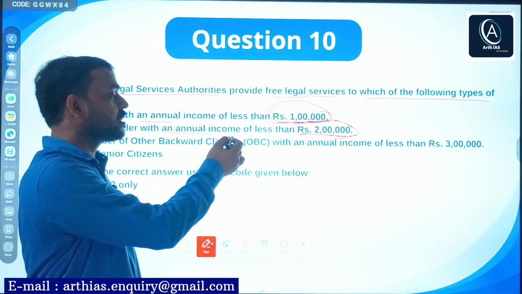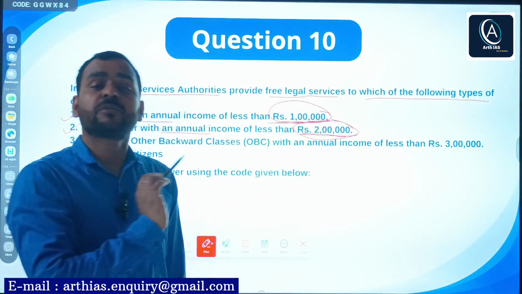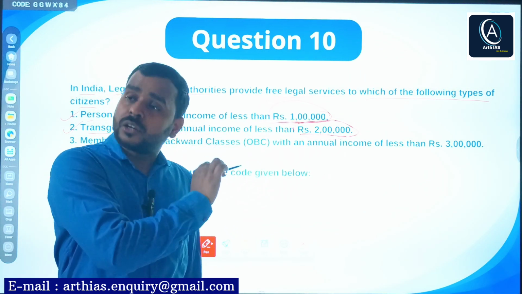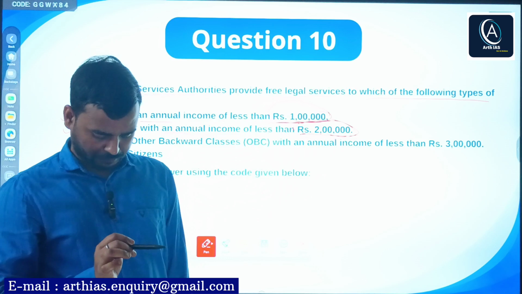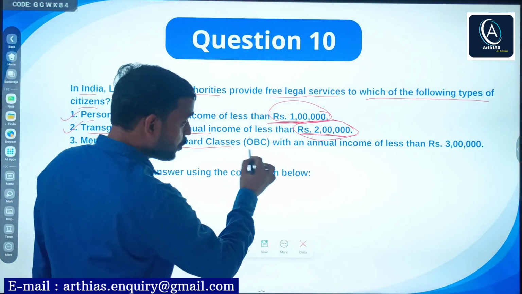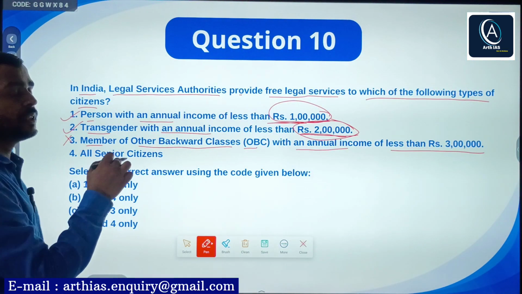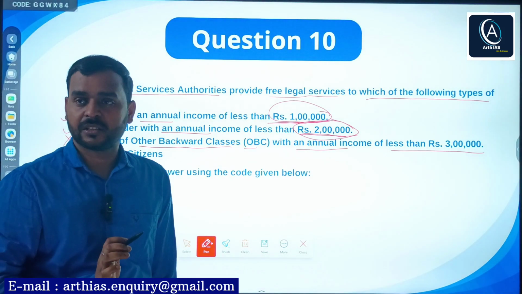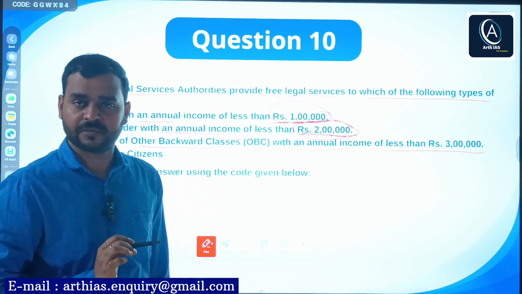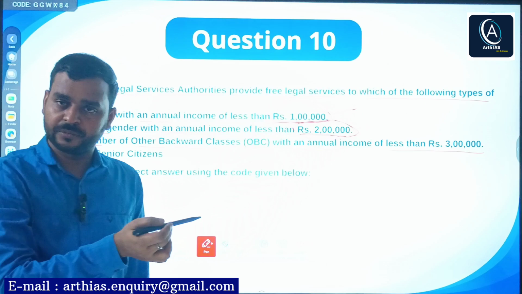right? For general common citizens, it is 1 lakh. It means his or her income should be less than 1 lakh rupees per annum. For transgender, it should be less than 2 lakh rupees per annum, right? Next, members of other backward classes, OBCs, with an annual income of less than 3 lakh rupees. No, there is no such provision. There is no separate category for OBCs in case of free legal services, right? Simply this income criteria should be followed.